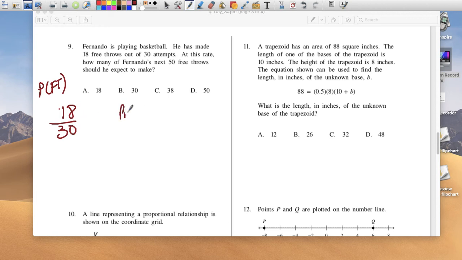Now, we're going to use that to make a prediction, right? Before he throws his next 50, how many of those do we expect him to make? So let's just multiply that by 50. Okay, so we got, multiply that, and you're going to get, and if I turn my calculator before I punch in my numbers, that will help. And we're expecting to make 30. So on the next 50 shots that he makes, he'll probably make 30, probably.